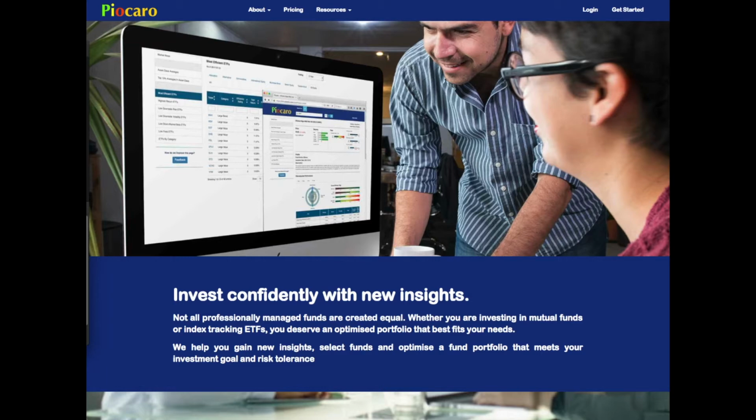Piocaro is an investment platform that helps you analyse, compare and select funds that meet your goals and risk profile. With Piocaro, you can easily create and optimise a portfolio of funds. It can be used by both individual investors and financial advisors. Investors can use it to pull together a portfolio of funds for purchase via their broker. And financial advisors can use it as a professional tool or adjunct to optimize their clients' portfolios.